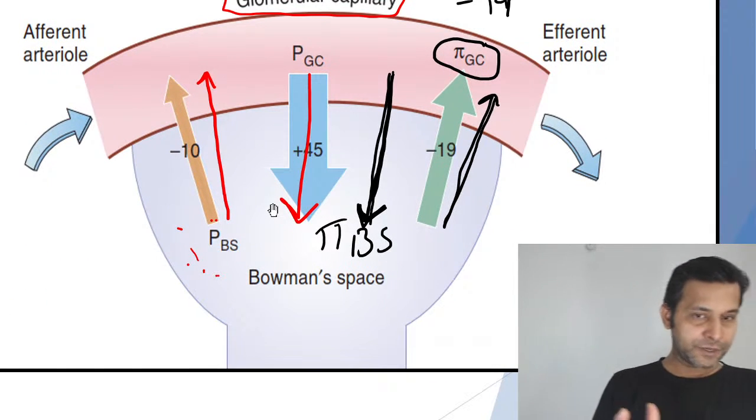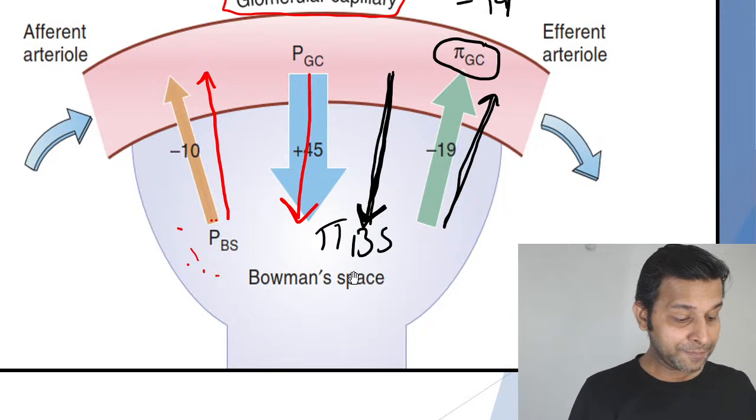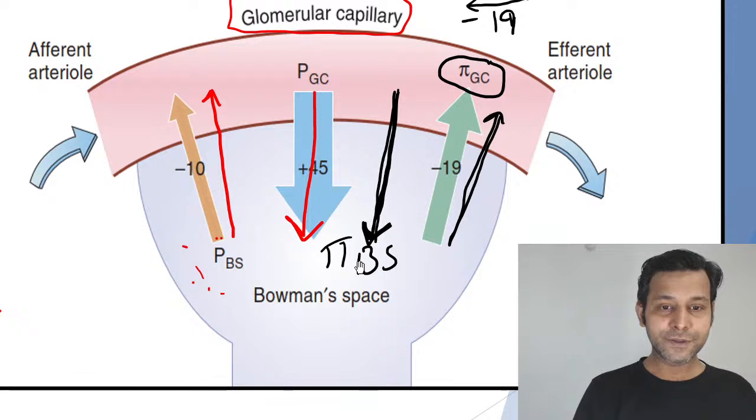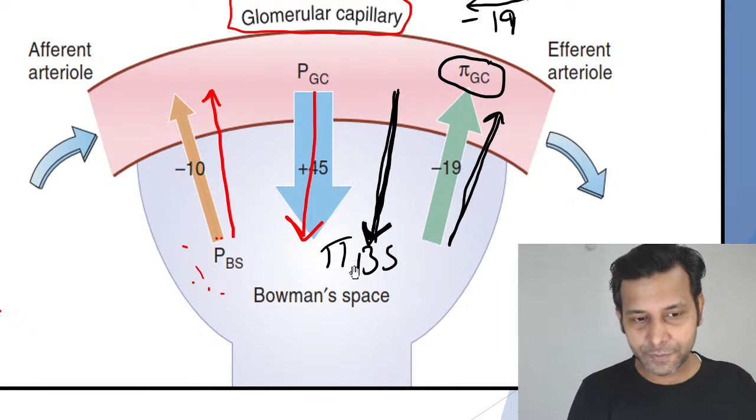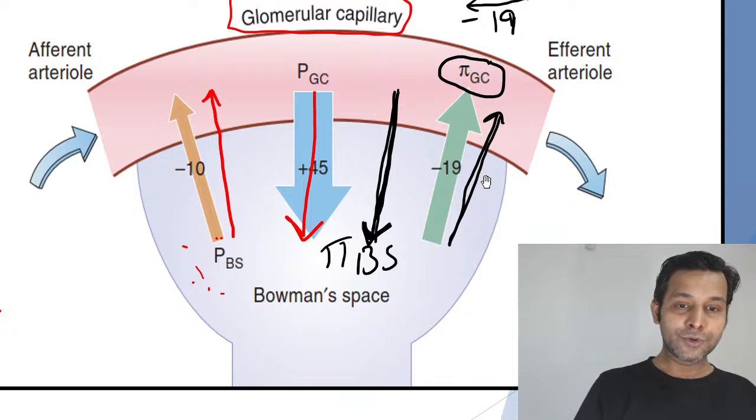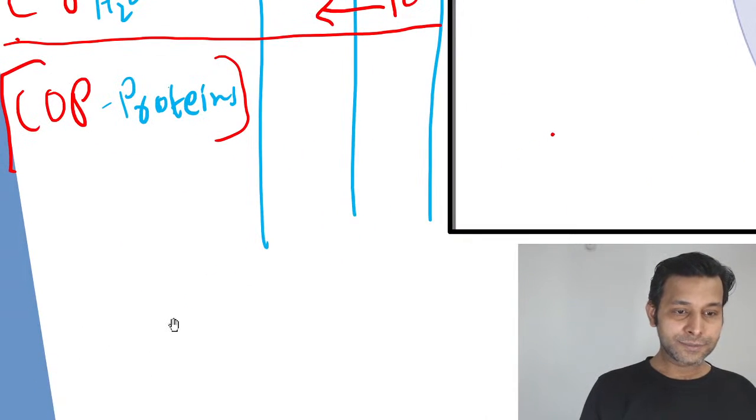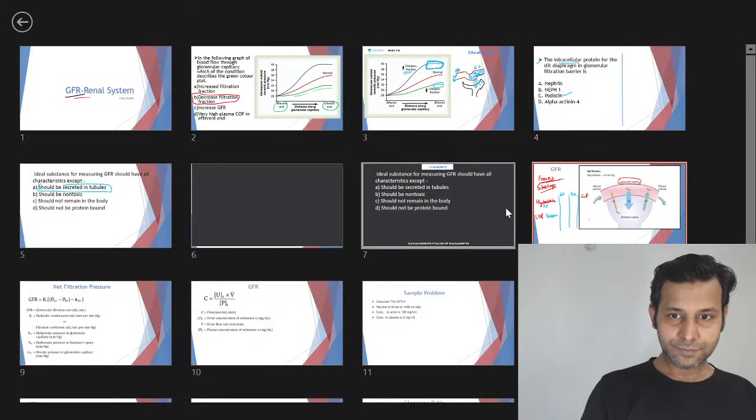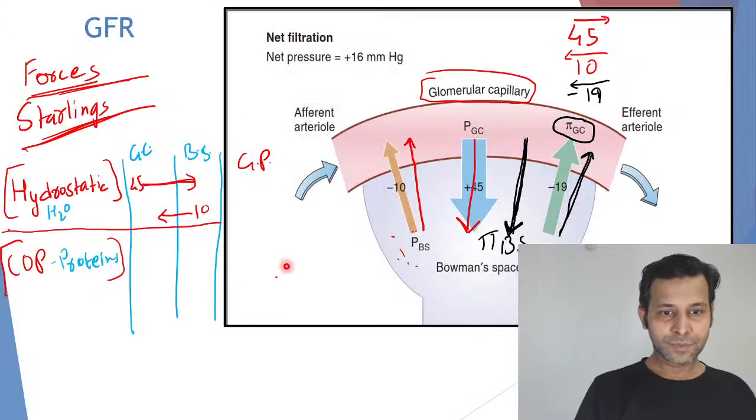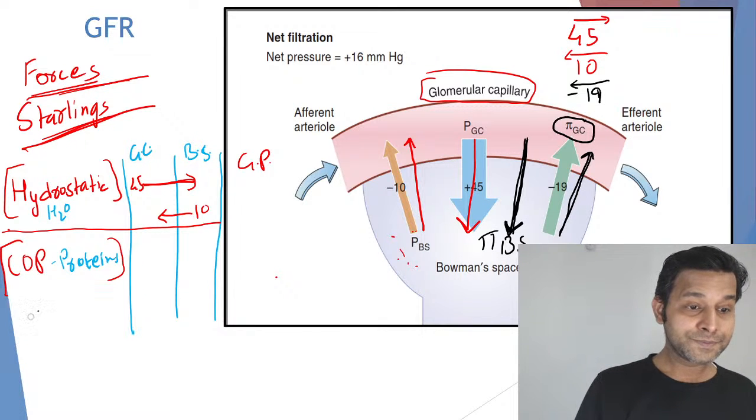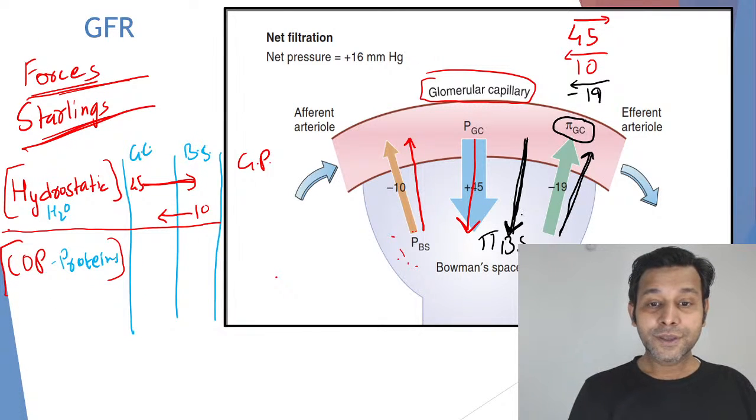What should be the oncotic pressure for Bowman space? Yes, very right, Dr. Jay. Since there are no proteins in the Bowman space, the pressure will be 0 mm of Hg. That's very right. So in the Bowman space, the pressure is 0 because there are no proteins in the Bowman space.